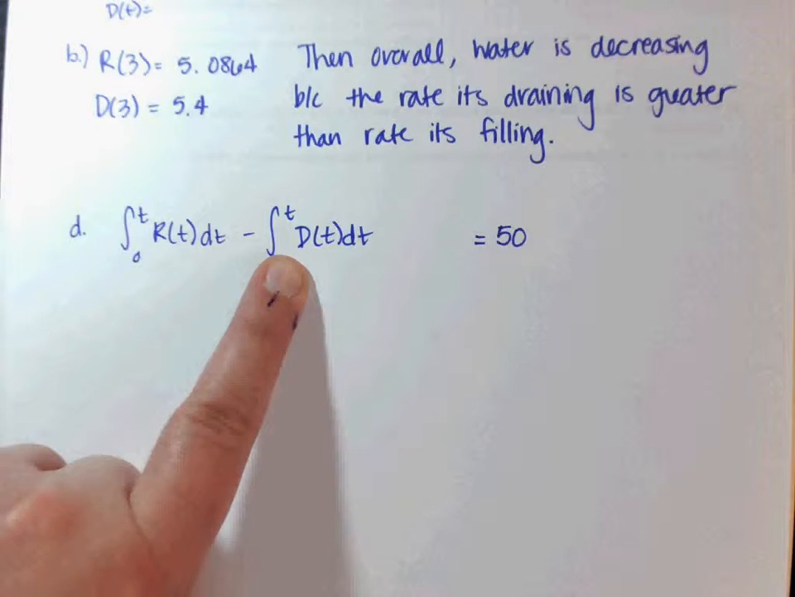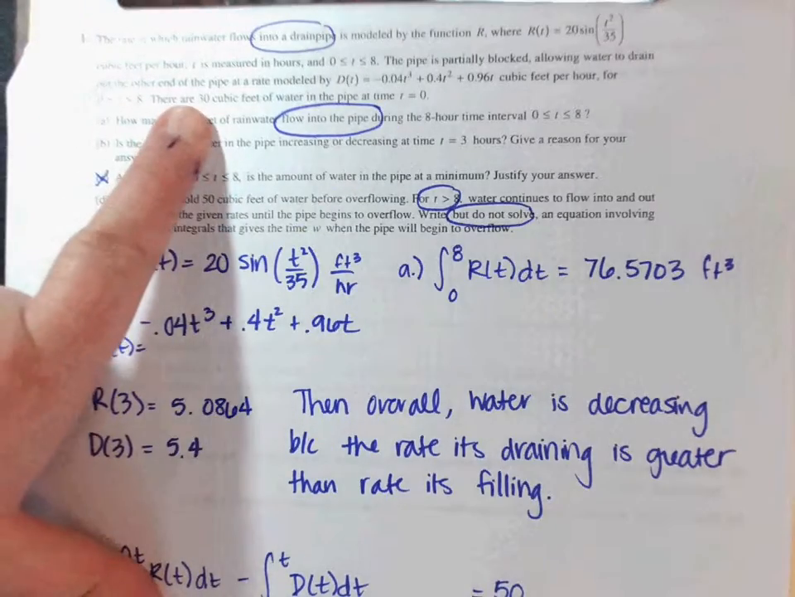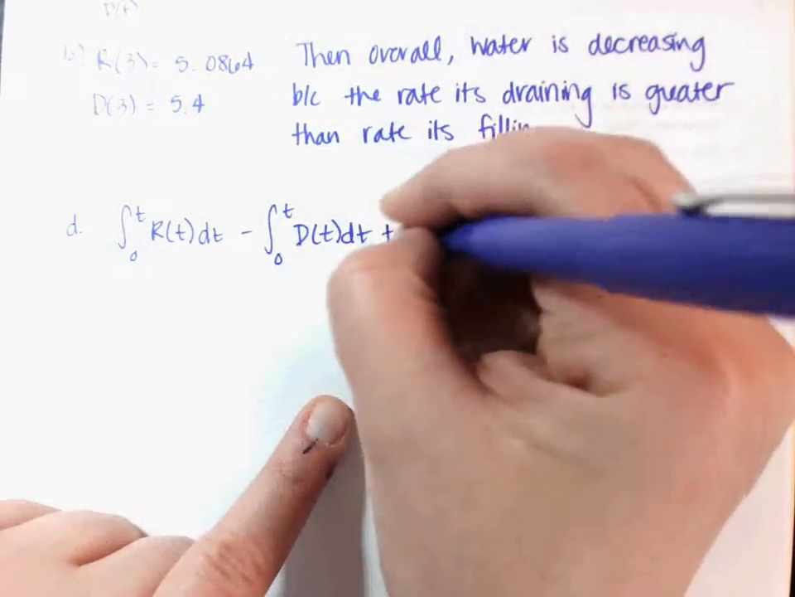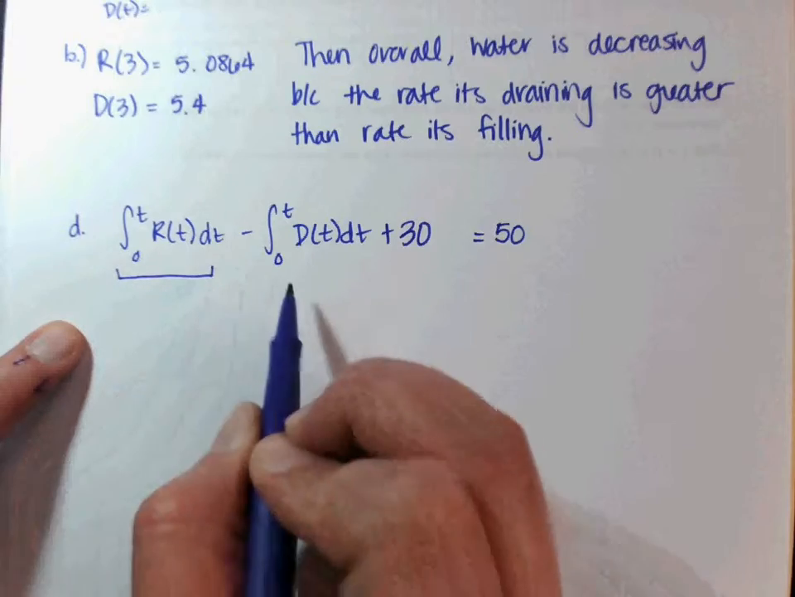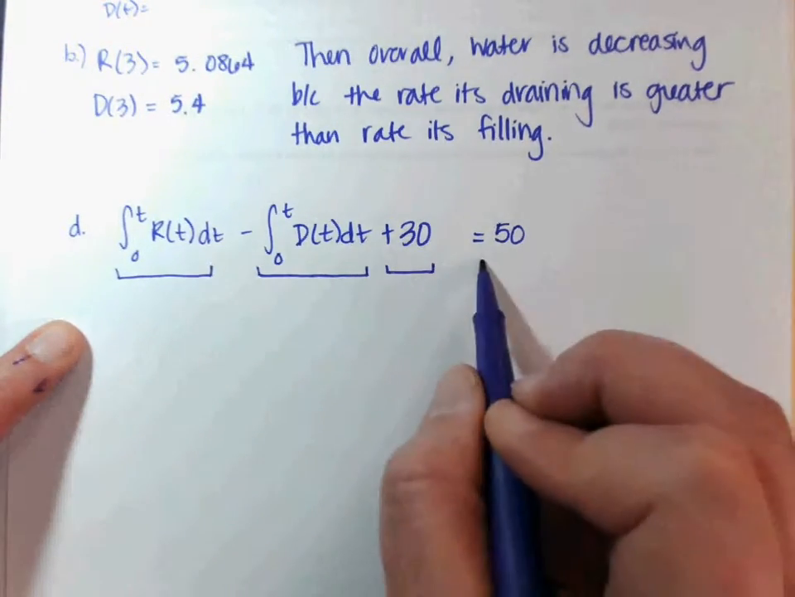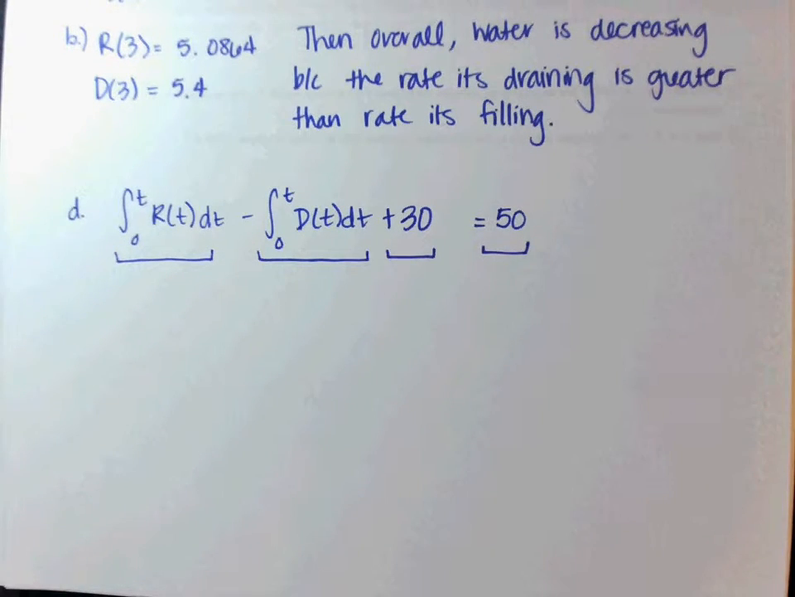Go back and read it and figure out what it is. Okay, good. Jesus said there was already how much in the pipe to begin with? Okay, it says right here there are 30 feet at time 0. So I would need to put a plus 30 here at the end. So this is the amount that would have come in, minus the amount that would have come out, plus how much is already there. If it's equal to 50, it's going to start overflowing. Good?